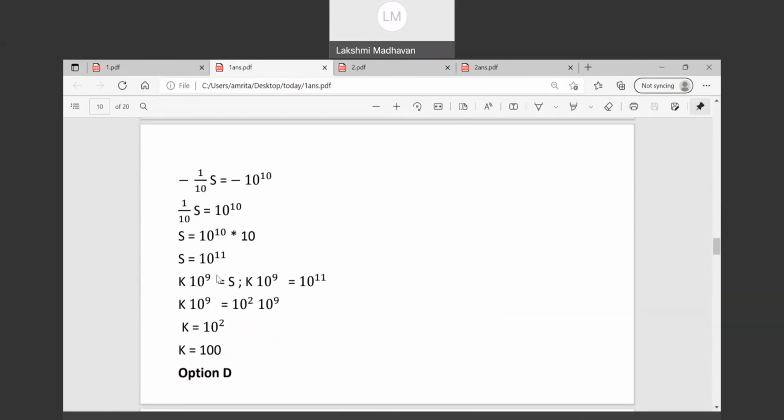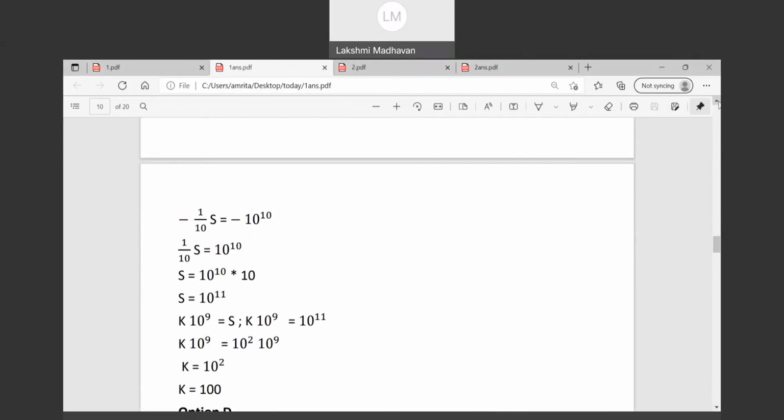So K 10 raised to 9 is equal to S. And we have the S as 10 raised to 11. So how to find the value of K? I'm just writing this 10 raised to 11 as 10 raised to 9, 10 raised to 2. So this 10 raised to 9 gets cancelled and K becomes 100. So how I have solved this question is I have rearranged the question in such a way that I'll be able to find out the value of K.